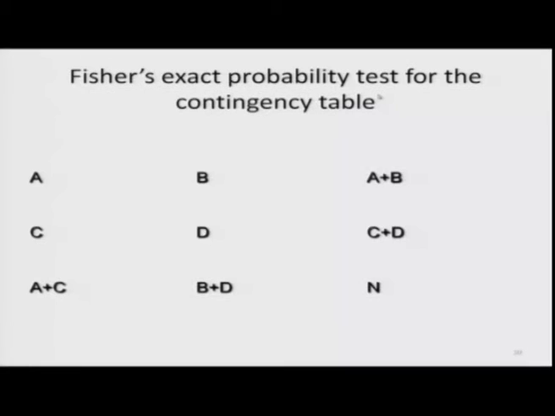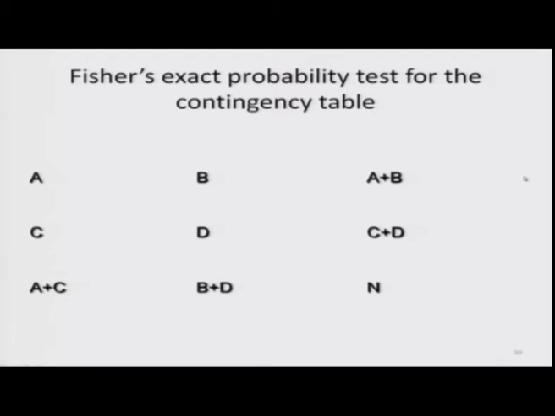Fisher's exact probability test for the contingency table. You have seen the chi-square test for contingency table. Let this be a contingency table with 4 cells, and the cell frequencies be A, B, C and D. Sum of the two columns is A plus C and B plus D. Sum of the two rows is A plus B and C plus D, and the grand total is n. This is a contingency table, that means A, B, C, D are numbers. They are not the values of the variable, they are numbers.